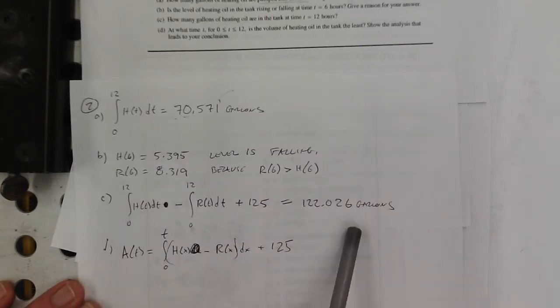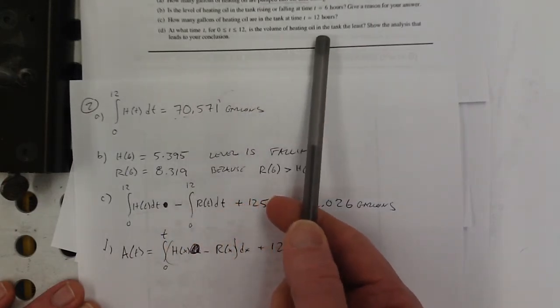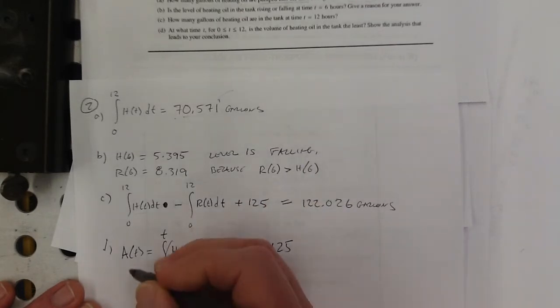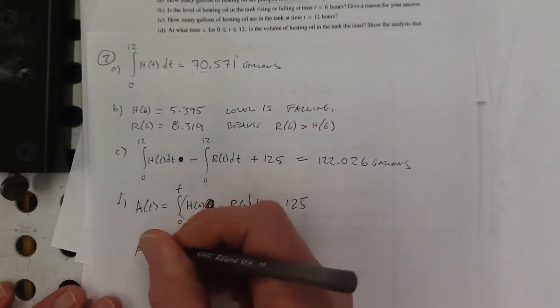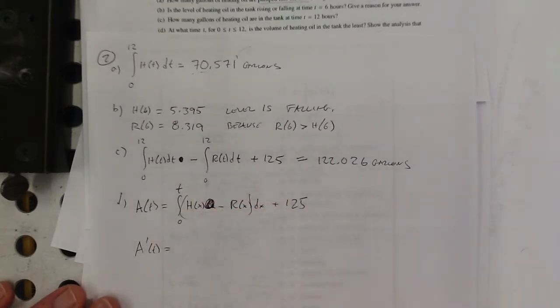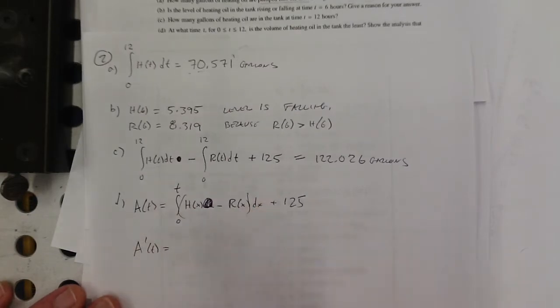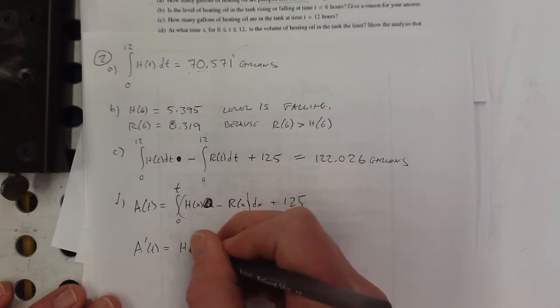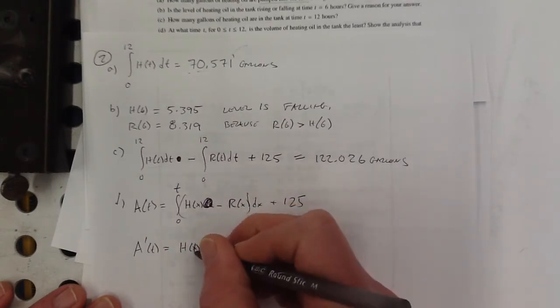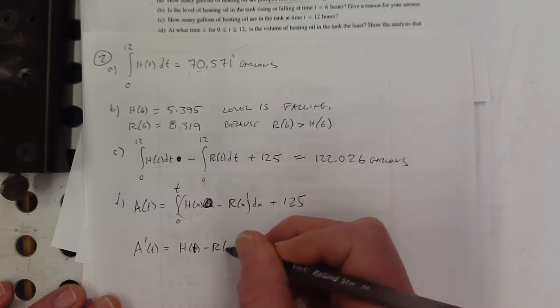That's just exactly what we did in Part C. In Part C, we just did it for 12. So if you want to know when the volume of oil is the least, to find a maximum or a minimum, you take the derivative and set it equal to 0, and then check out to see if it is, in fact, a maximum or minimum. So the derivative of this is, if you take the derivative of this integral, back to t's now. Of course, derivative of 125 is 0.